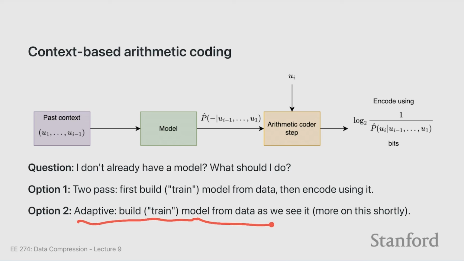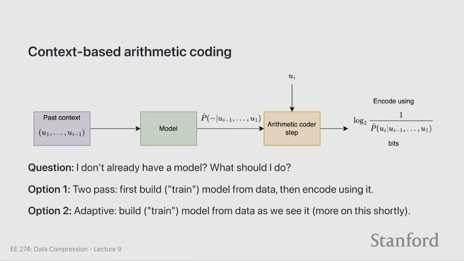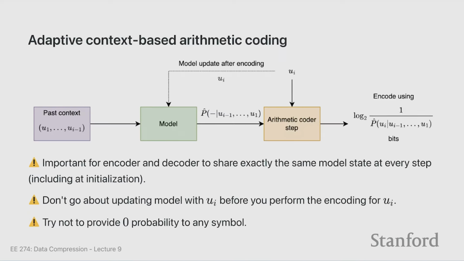The other way, which we'll look at more this lecture, is adaptive, where you build the model from the data as you see the data. So as you see the data, you keep on building a model. I think this is the first time we are doing something like this. Let me show a block diagram before we look at the pros and cons of these 2 approaches.